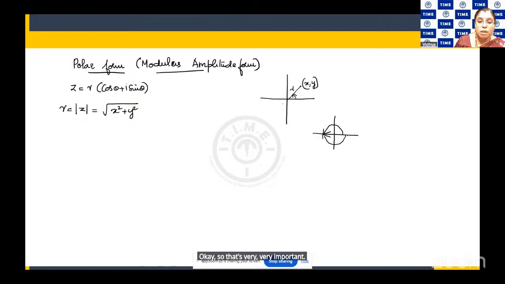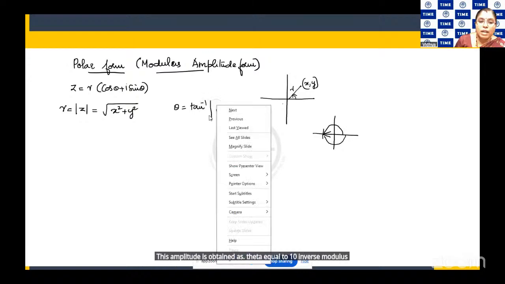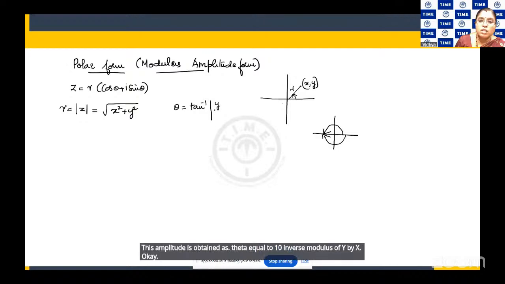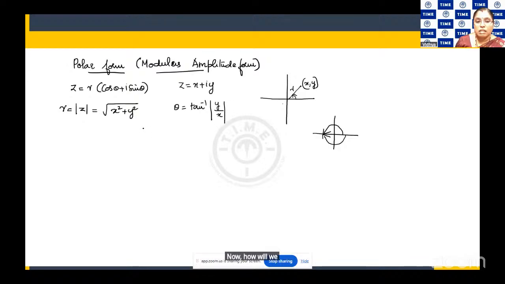So always remember, this amplitude is obtained as theta equal to tan inverse modulus of y by x, where your complex number is z is equal to x plus I y. Now, how will we represent the angles and the R in each quadrant?